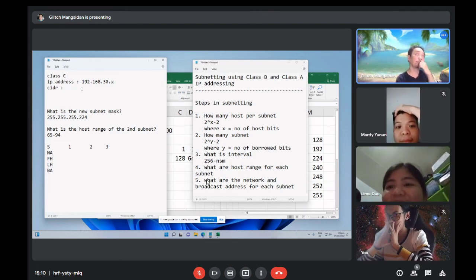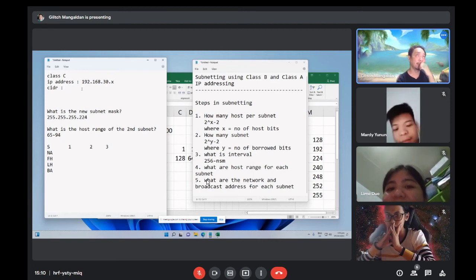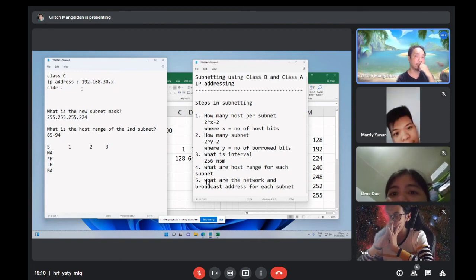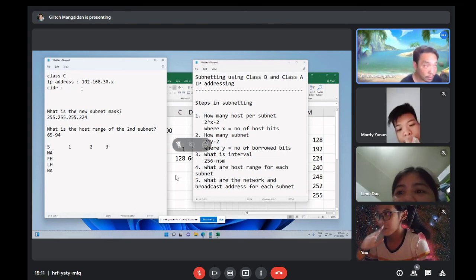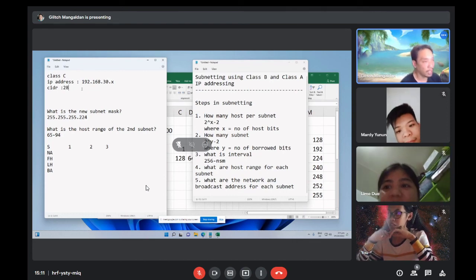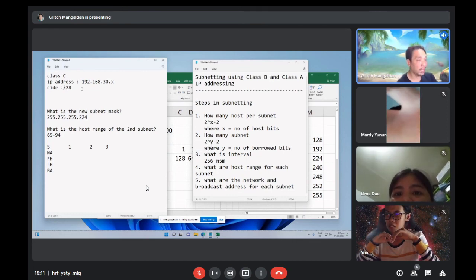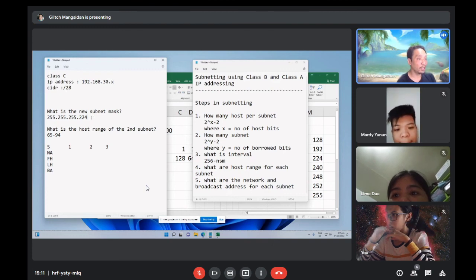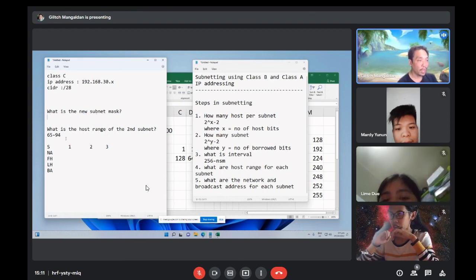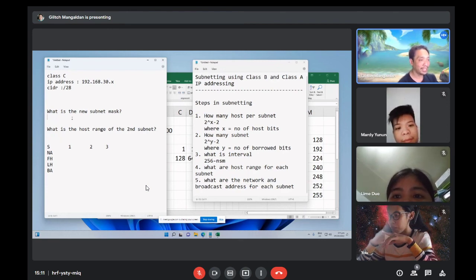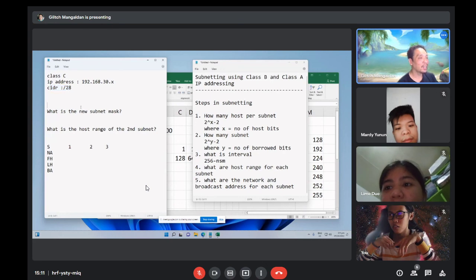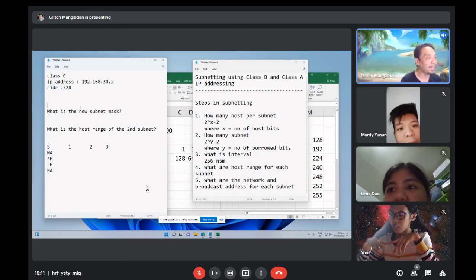Okay. For example, ang given natin is slash 28. Slash 28. Okay. Ngayon, ang question dito is, what is our new subnet mask? Okay, sige. Okay na yan. Question na yan. And then, what is the host range of the second subnet? Same question, pero iba lang yung given. Ang dali lang yan. Mukha lang mahirap, pero madali lang yan.